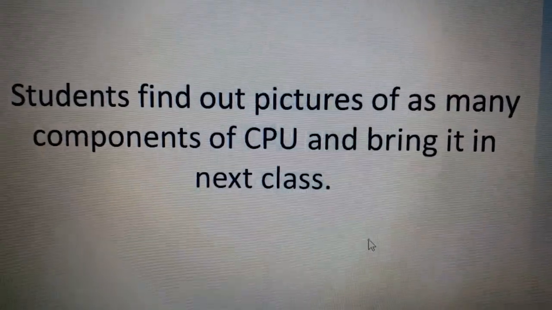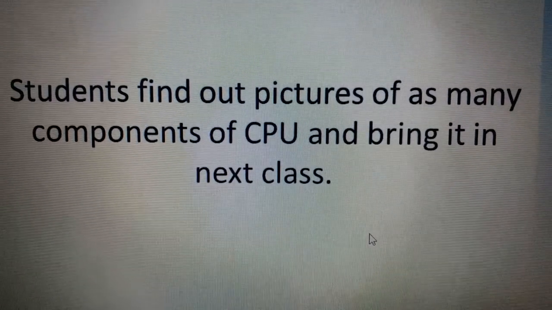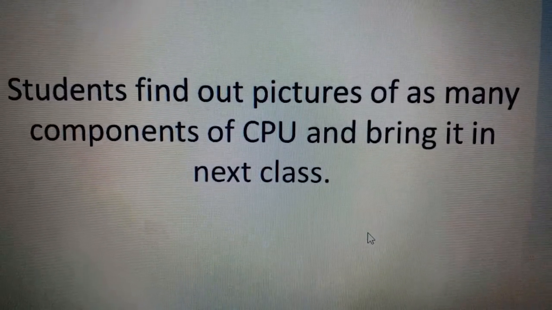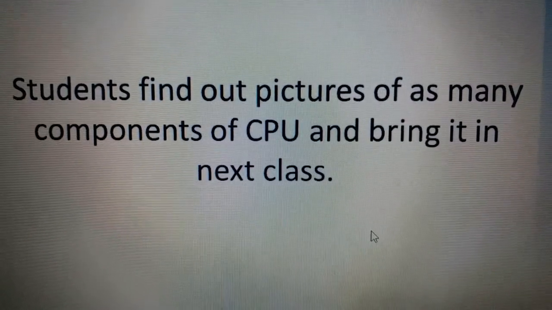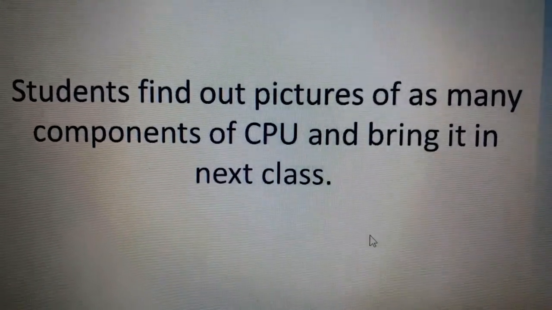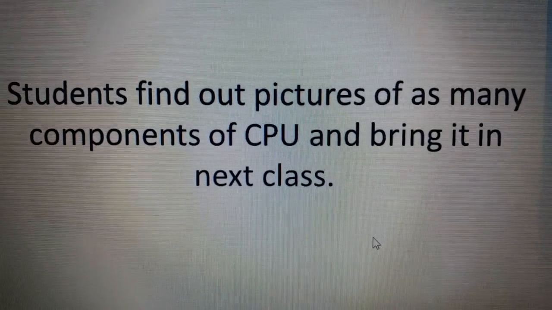So students, we have discussed input and output devices. In the next class you all have to bring some pictures of the processing device, that is the CPU. You have to bring what components are inside the CPU in the next class. Understood students? Okay. I hope you have understood the concept that I taught you today.